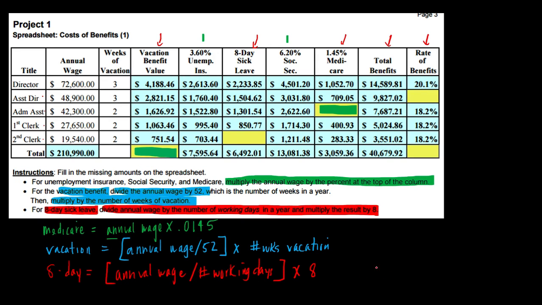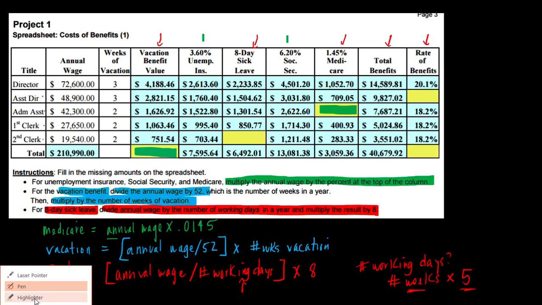Now, how do you know the number of working days in a year? Well, ask yourself how many weeks there are, and once you answer that question, you'll just multiply by the number of work days per week, which is 5, standard number, right? Monday through Friday. So to figure out the number of working days, take the number of weeks and multiply by 5, and that'll be the number of working days that you use here. Once you get that, you'll be able to fill in 8-day sick leave.